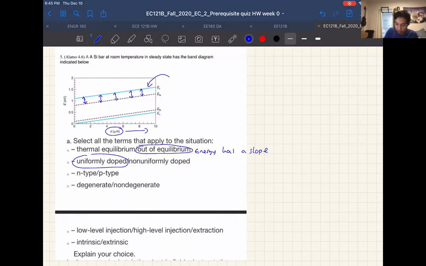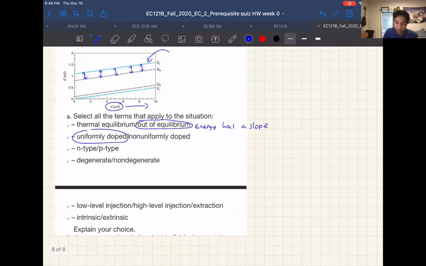But as you can see, across the whole picture, the distance between the conduction band and the Fermi level is constant. So you can safely say that it's uniformly doped. The other question, is it a p-type or is it an n-type?